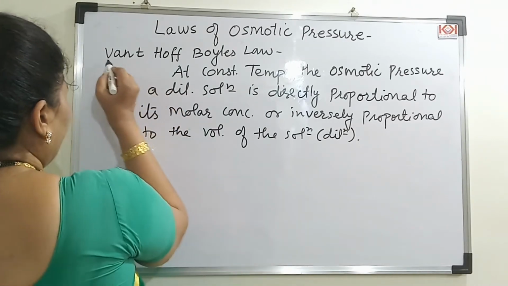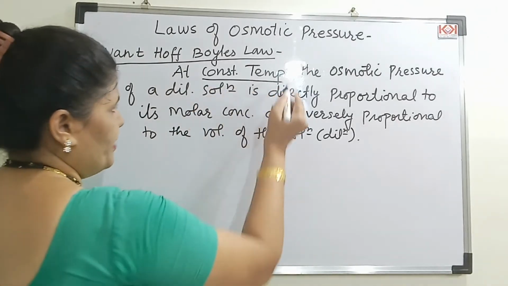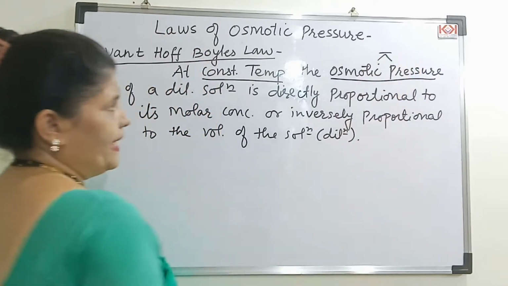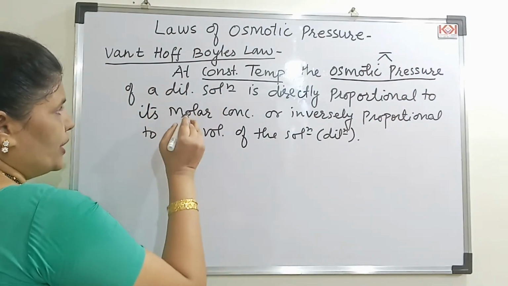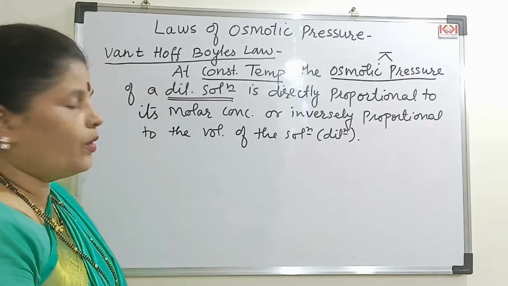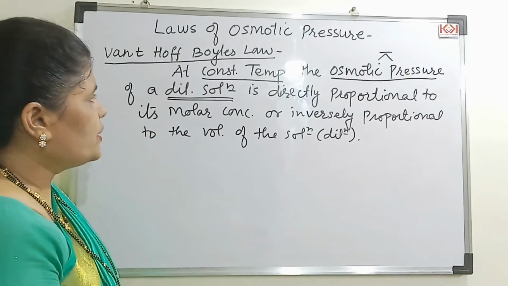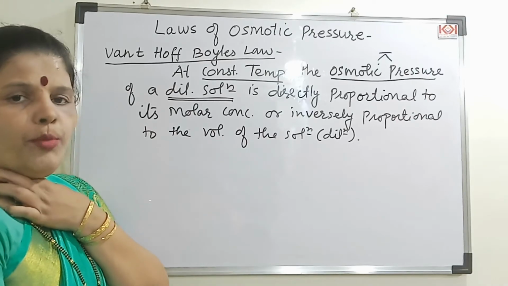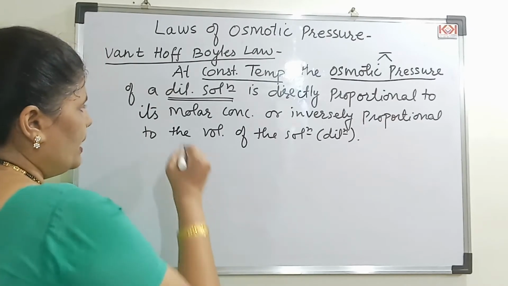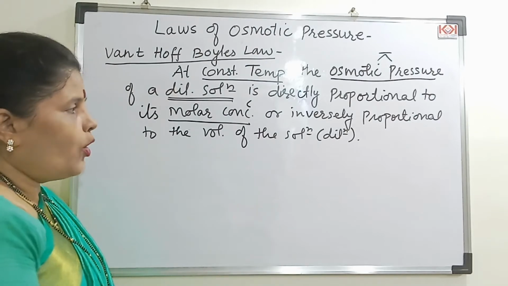So this is Van 't Hoff-Boyle's law. Students, here the first term is at constant temperature, which is very important. The osmotic pressure, which we denote by pi, of a dilute solution. It is very important that you write the term dilute solution, because then only Raoult's law will be applicable, as Raoult's law is applicable for dilute solutions where the concentration should not exceed 0.02 molar. Here they say that it is directly proportional to its molar concentration, C, or inversely proportional to the volume of the solution or its dilution.